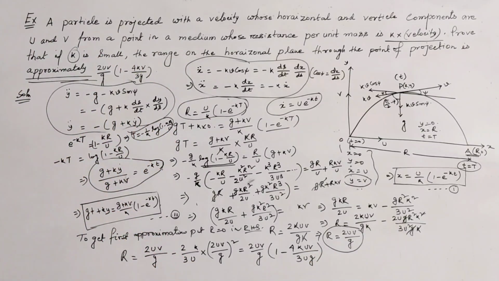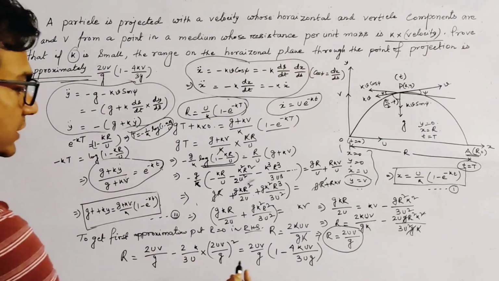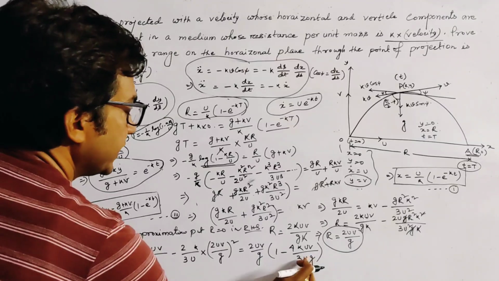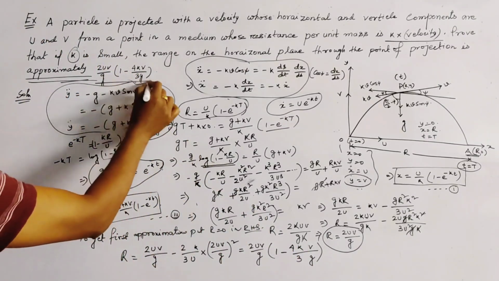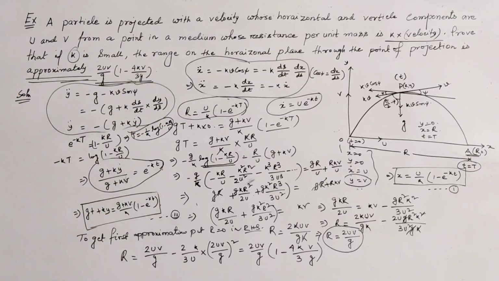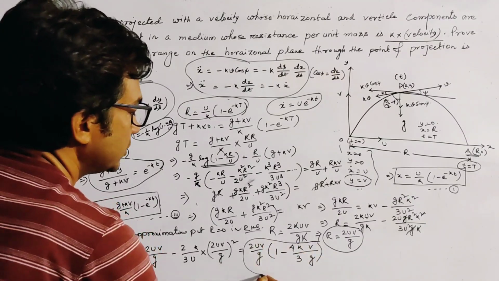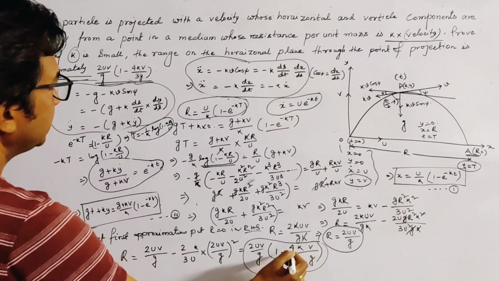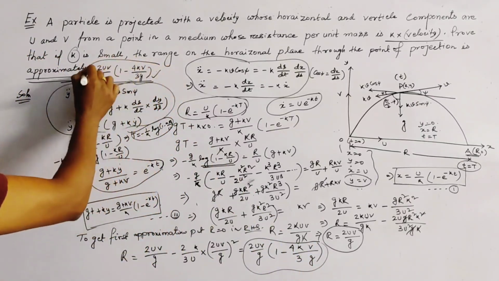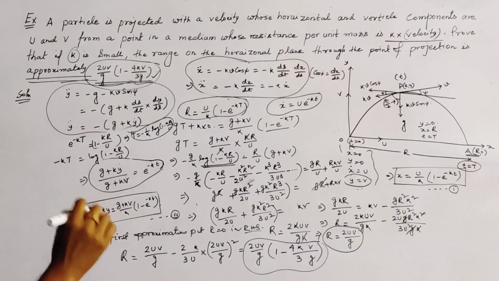Okay, right, u cancels out, then our result is exactly the same as the given result. So the final result or final approximation of r is given by 2uv by g into 1 minus 4kv by 3g. This is the given result, or this is the required result.